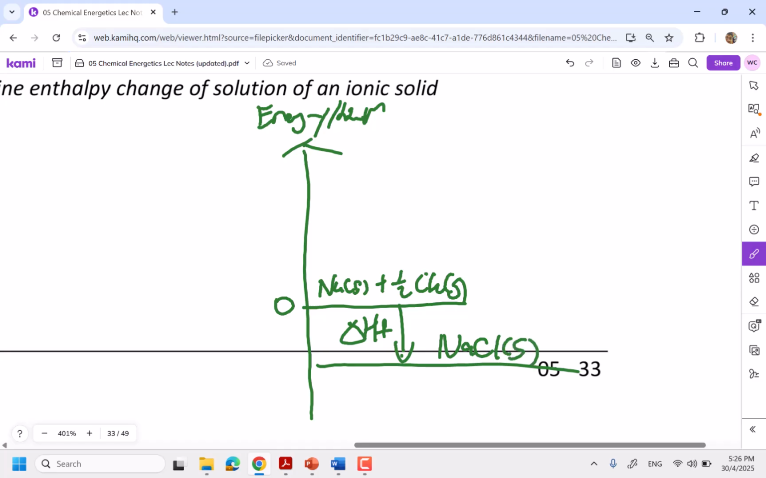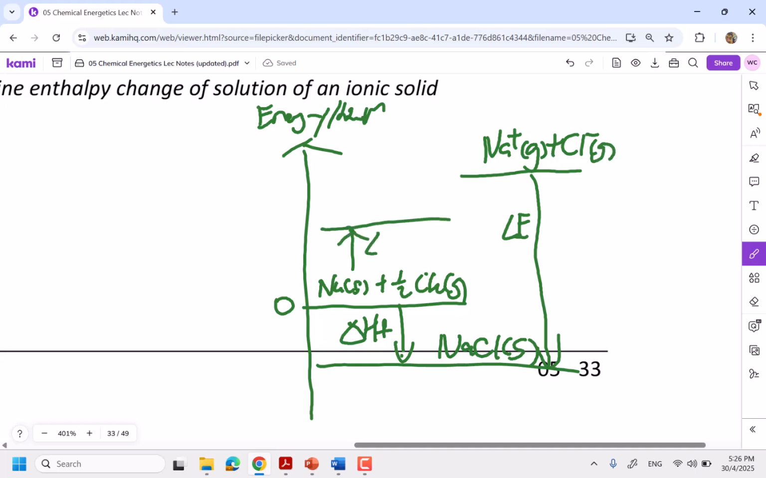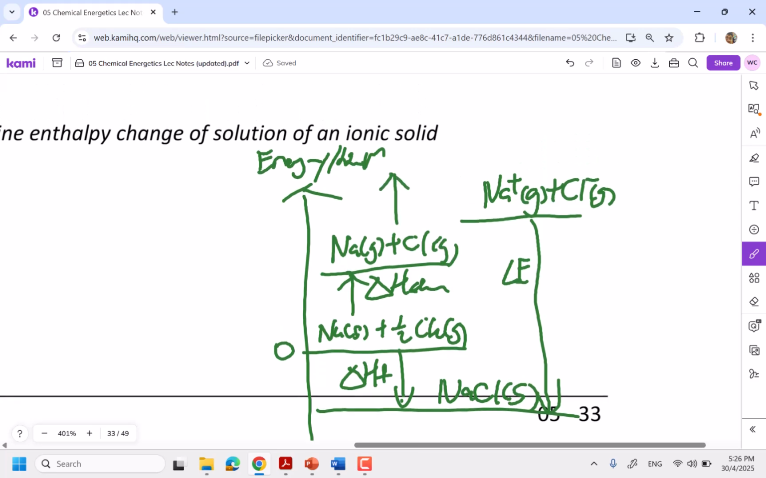Do you remember that I mentioned that it'll be good for you to start off with the lattice energy? So this is the lattice energy. This is Na+ gaseous plus Cl- gaseous. Then I'm going to have the enthalpy change of atomization, so I'm going to get Na gaseous plus Cl gaseous, and then I'm going to get the enthalpy change. I'm going to draw it higher so that it's not so ugly.